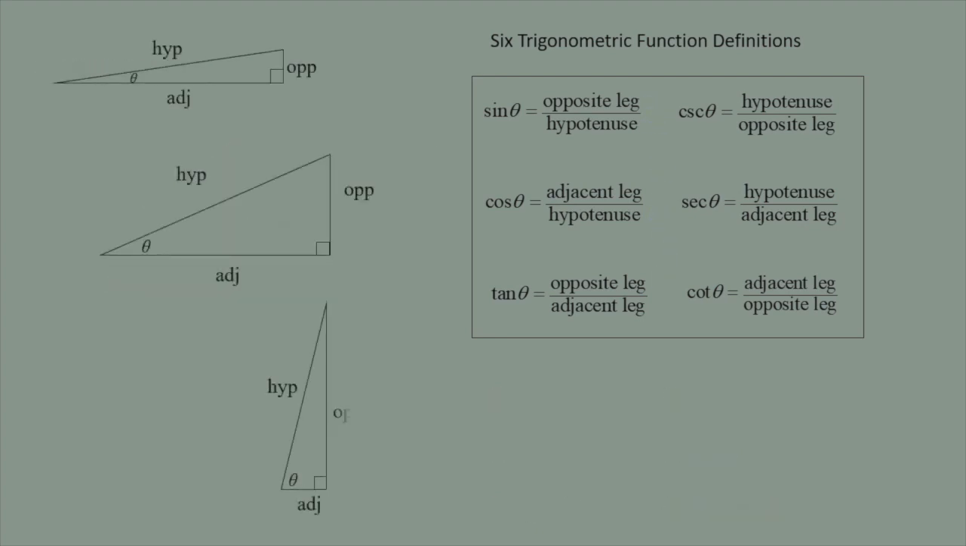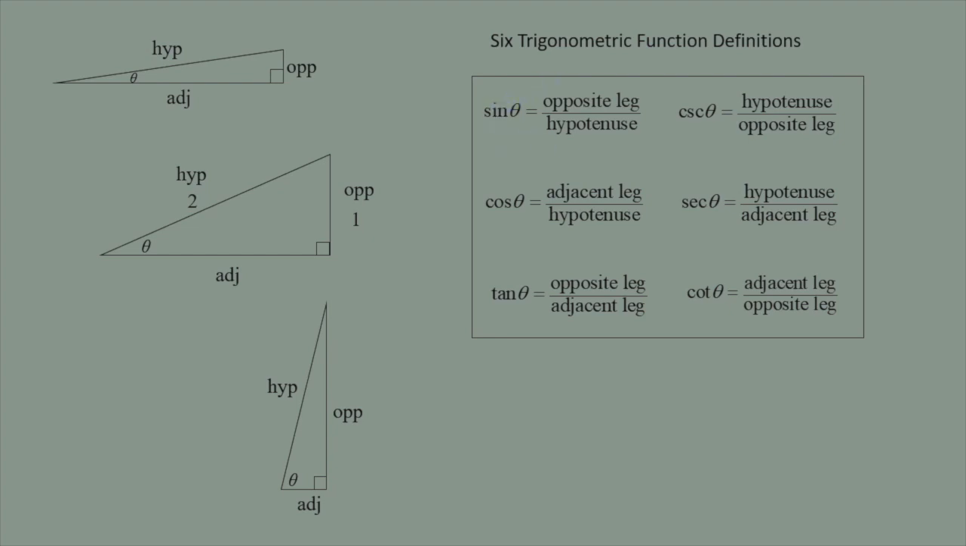Here's 3 different angles, and we get 3 different shaped triangles. Let's suppose in this middle example that the opposite leg is half the length of the hypotenuse. That would be a ratio of 1 to 2. It doesn't mean that the lengths have to be 1 and 2. It just means for any right triangle with this angle, the opposite leg will always be half of the hypotenuse. And that ratio is given by the sine function.